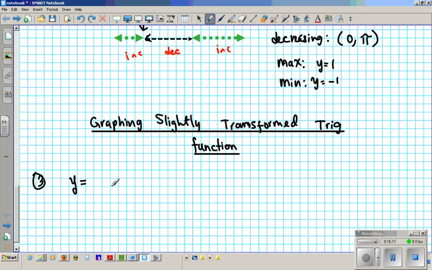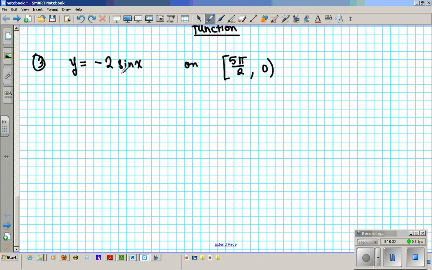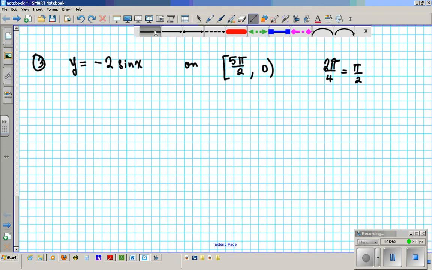We're going to consider y equals -2 sine x on [0, 5π/2]. Okay? Since this is a stretch, because this -2 is stretching it, it doesn't affect the horizontal side, it just affects the vertical side. So we're still going to go with 2π, break that into 4, and go by π/2, okay? So let's make a coordinate system.